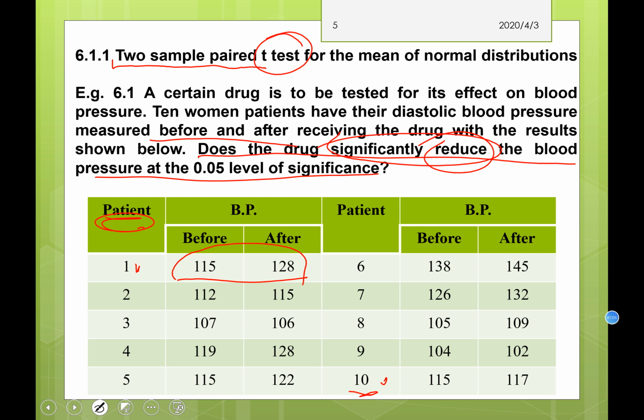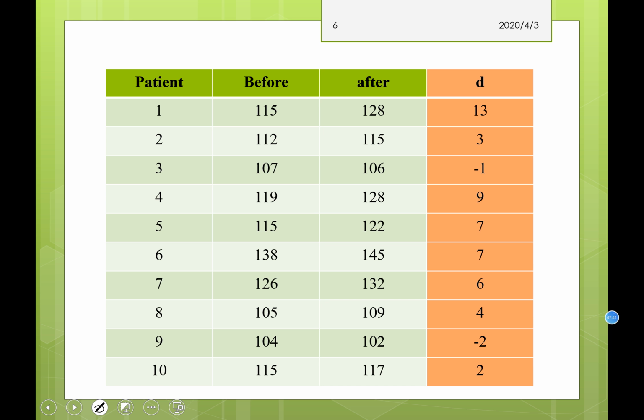So if the population mean of the difference of before and after is 0, we can believe that the drug has no effectiveness. Not with the data of the sample, but the population. We said that if the mean of the population of the difference is 0, then we can believe that the drug is not useful. So here we need to calculate the difference of before and after.